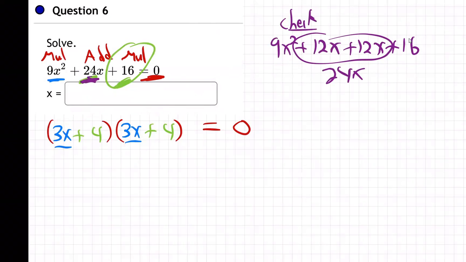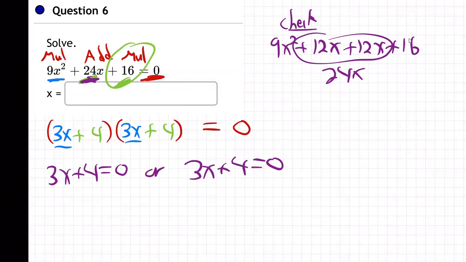So anyway, I just wanted to prove this is really correct. This is the right factoring. Now, we're not done. Why aren't we done? Because of the equals. Remember, whenever you have the equal sign, you have to do one step beyond the parentheses. You have to do one more step. And what is that step? Well, you have to set each of these equal to 0 and solve.